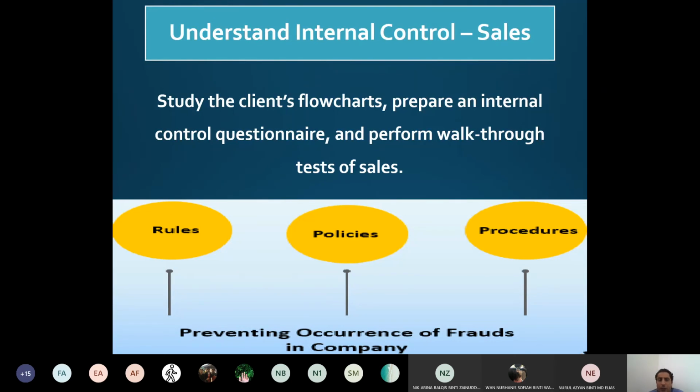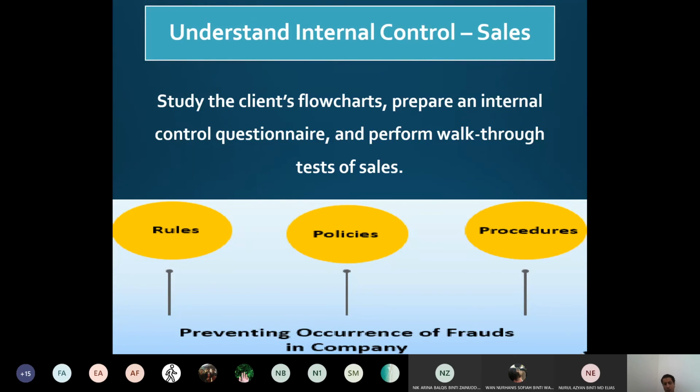Okay, now the first step here is understanding the internal control of sales. As we explained earlier, we need to study the client's flow chart, prepare the internal control questionnaire, and perform walkthrough tests of sales. So we will first see the flow chart of the sales transaction. Just now I showed you the flow chart of the sales transaction, so we see what they have.